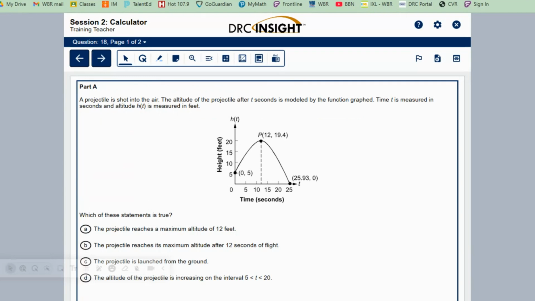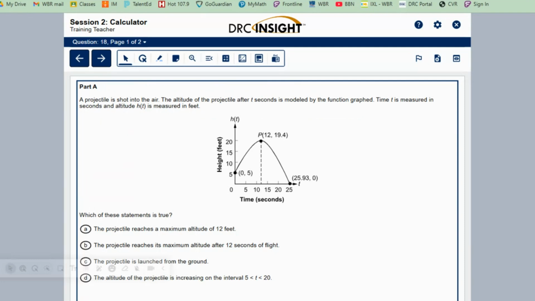Number 18 says, a projectile is shot into the air. The altitude of the projectile after t seconds is modeled by the function graph. The time, the t, is measured in seconds. The altitude, which they have as h of t because altitude is your height, is being measured in feet. So we're looking at our graph. Notice the x-axis from side to side is your time. Vertical is your height in feet. Which of these statements is true?